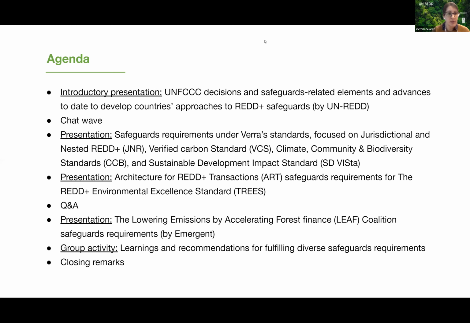After some questions and answers, we will follow with a presentation from the Lowering Emissions by Accelerating Forest Finance, known as LEAF Coalition, and their safeguard requirements. And this presentation will come from colleagues from Emergent. And we will finalize this discussion with some group activity or some gathering together to talk about learnings and recommendations for fulfilling the diverse safeguard requirements and build on what's already existing to try to tackle together some gaps or challenges that may still be present.